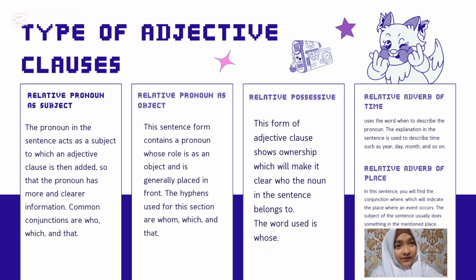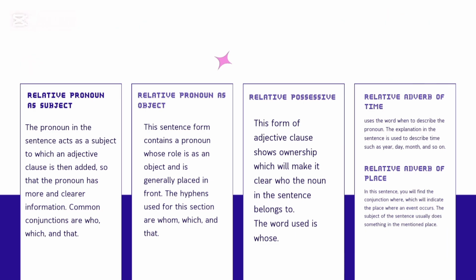4. Relative adverb of time. Use the word when to describe the pronoun. The explanation in the sentence is used to describe time such as year, day, month, and so on. 5. Relative adverb of place. In the sentence, you will find the conjunction where, which will indicate the place where an event occurs. The subject of the sentence usually does something in the mentioned place.